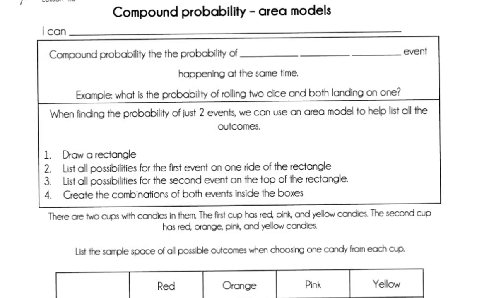Okay, so the next thing we're going to talk about is what is called compound probability. With simple probability, we were talking about one outcome. So you're rolling one die. What are the chances this will happen? So we're going to say that I can calculate compound probability with an area model.